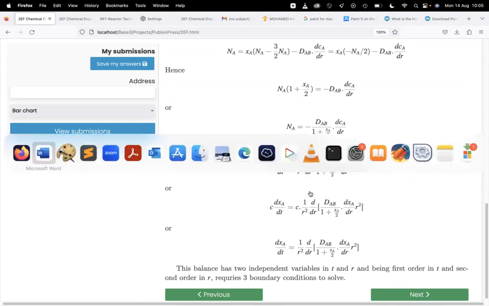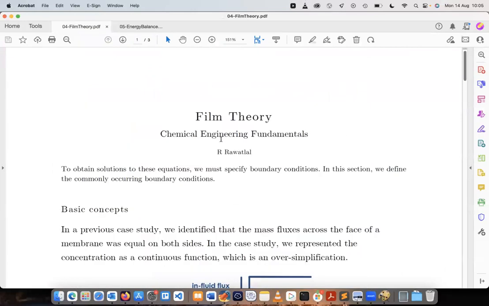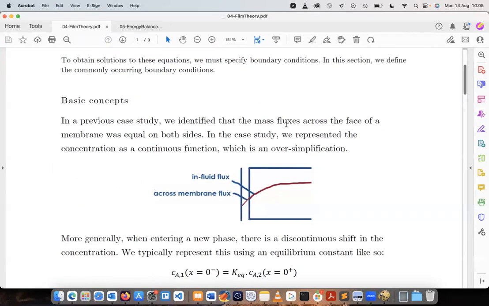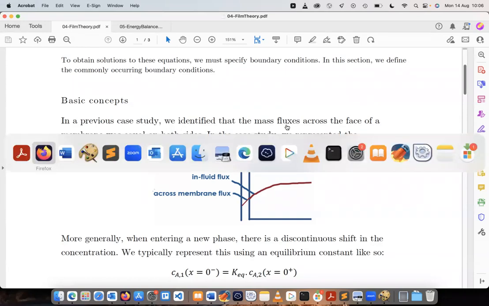So those three case studies, we will start looking at solutions towards them. But I want us now to have a look at the so-called film theory. Film theory is a way to simplify our boundary conditions. In film theory, we are thinking about the fact that near certain interfaces, the changes happening there are happening over a small enough space that it doesn't really make sense to solve an equation for the whole space.